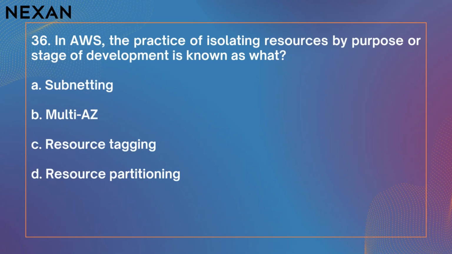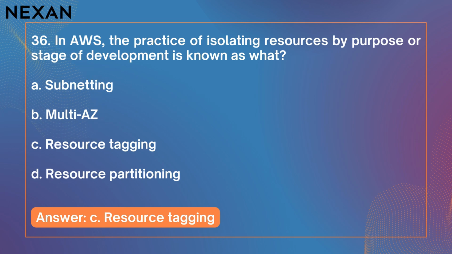36. In AWS, the practice of isolating resources by purpose or stage of development is known as what? A. Subnetting. B. Multi-AZ. C. Resource tagging. D. Resource partitioning. Answer C. Resource tagging.